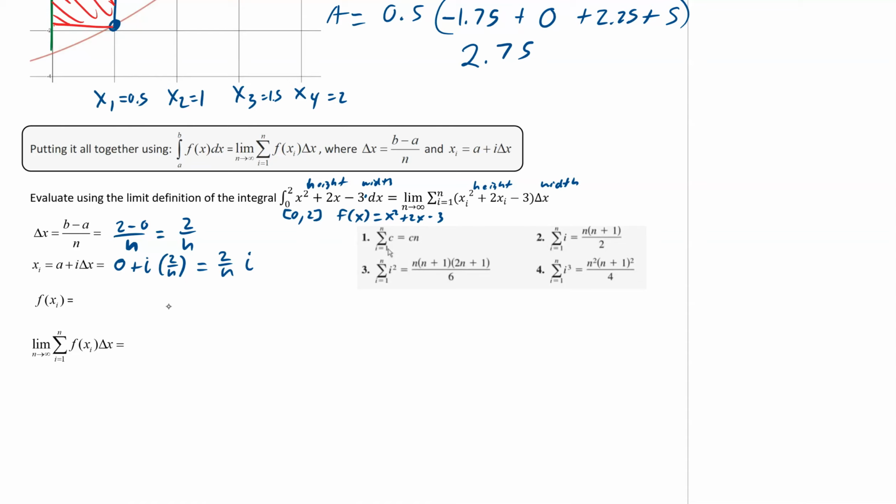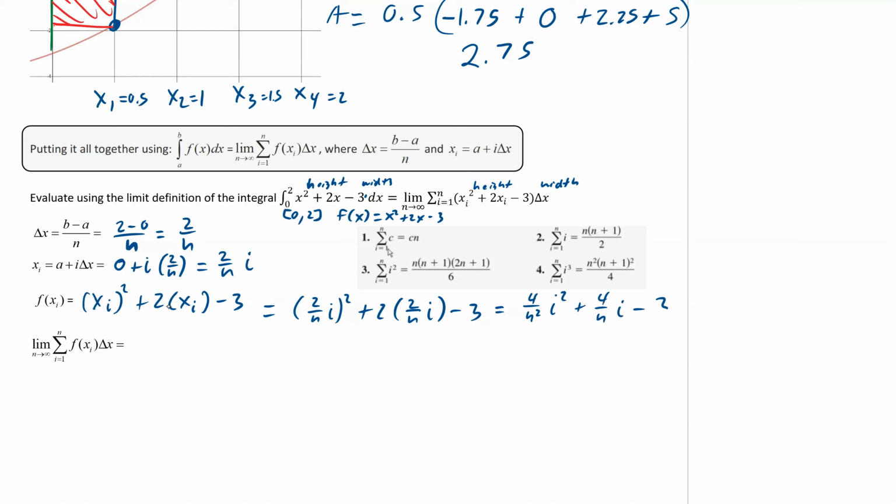Now that we have our delta x, we can plug that in. So plugging it across, we get x sub i squared plus 2 x sub i minus 3. And then we can plug that in. So it would become (2 over n times i) squared plus 2 times (2 over n times i) minus 3. And you notice now we are going from 0, so we don't have to use binomial expansion here. We can just go 4 over n squared i squared plus 4 over n i minus 3. Now we have our f of x sub i right here. We have our delta x, so we have our height.